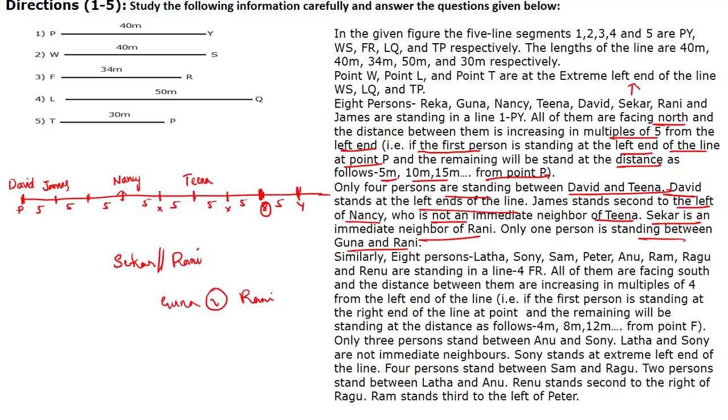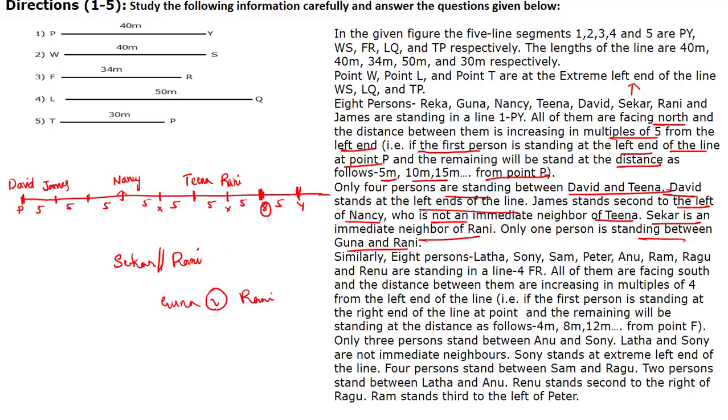If Rani cannot be placed here or here, Rani can be at this place or at this place. Again, if I put Rani here, between Rani and Guna there is a gap of one person. So if I put Rani here, Guna cannot be here. If I put Rani here, we cannot go to point Y, right? So we have to go to the left because this is the extreme left end, the last person who is going to stand here. So Rani cannot be placed here. Only one possibility: Rani can be at this place.